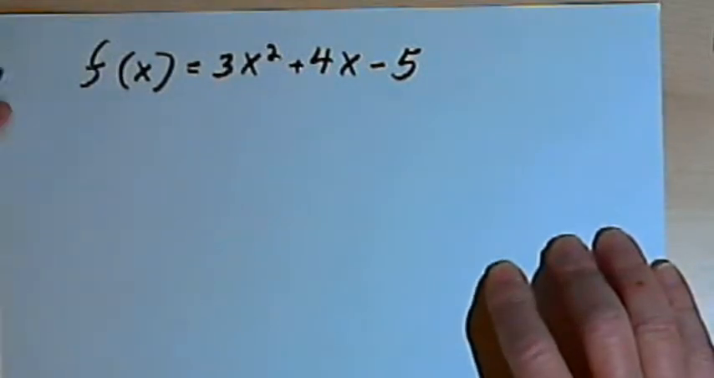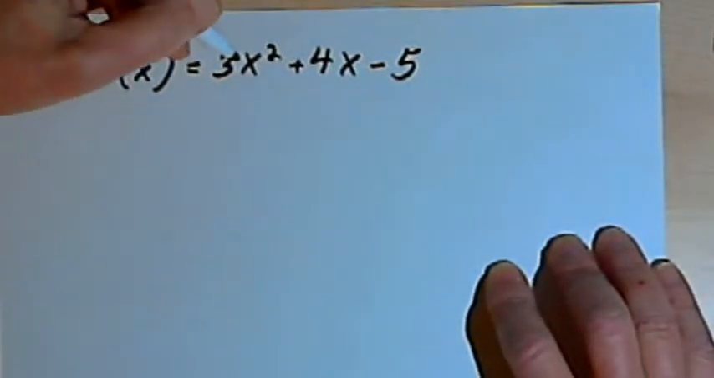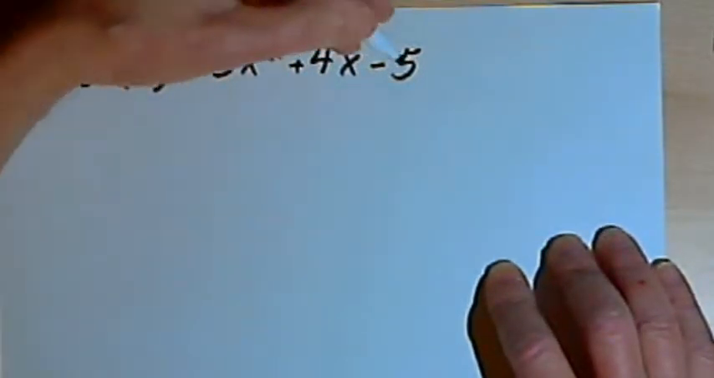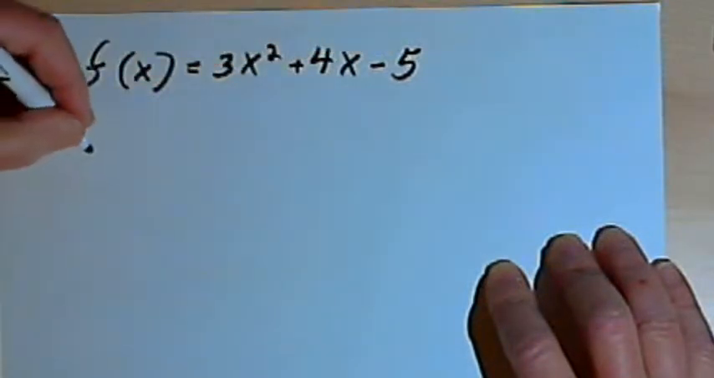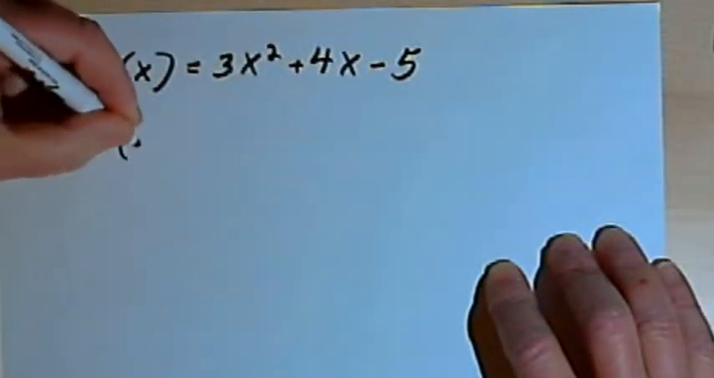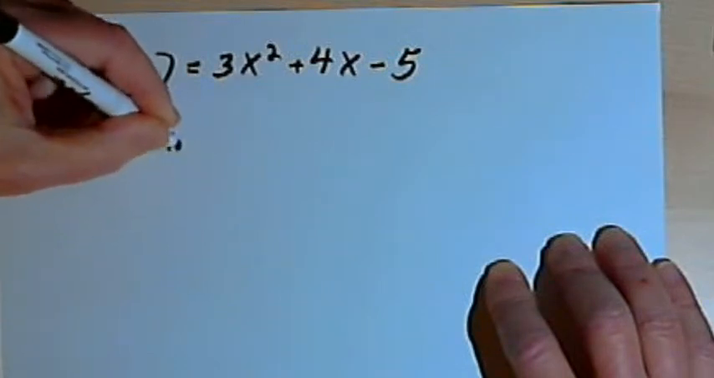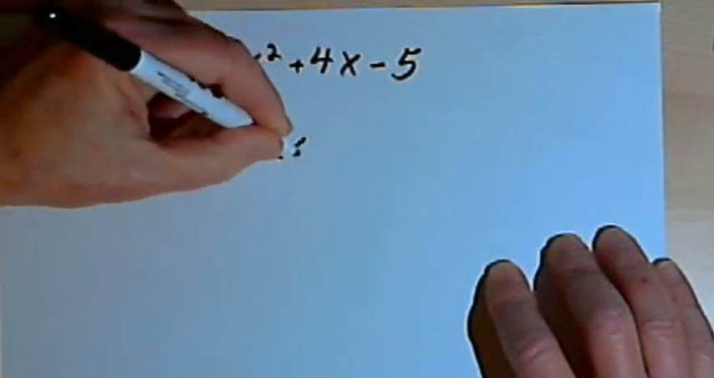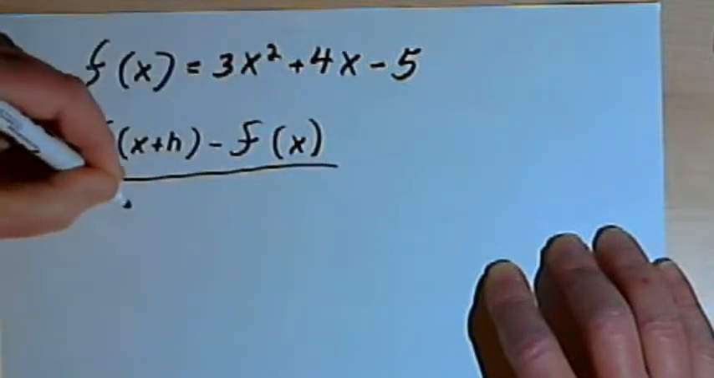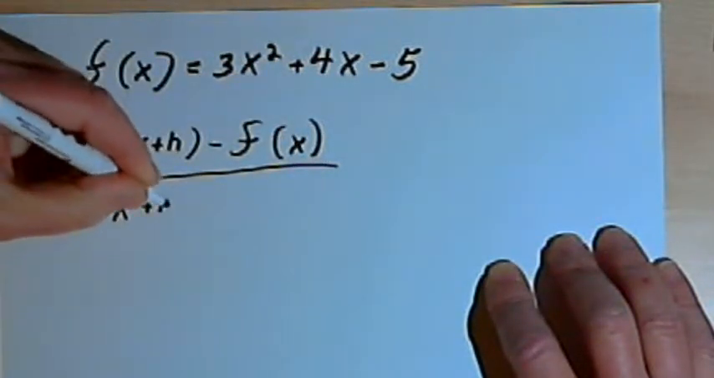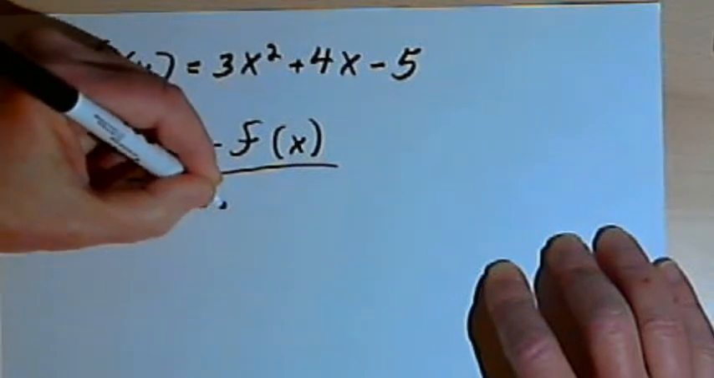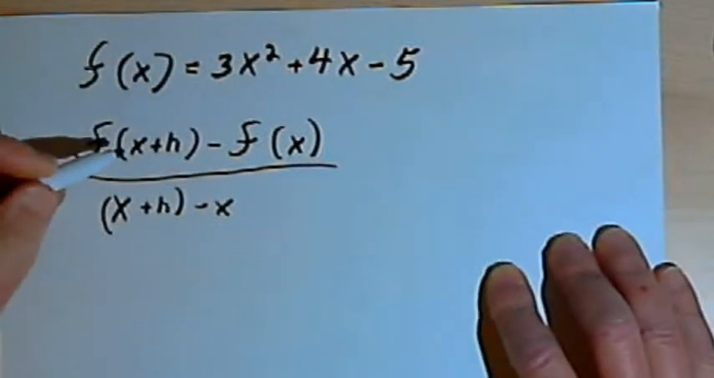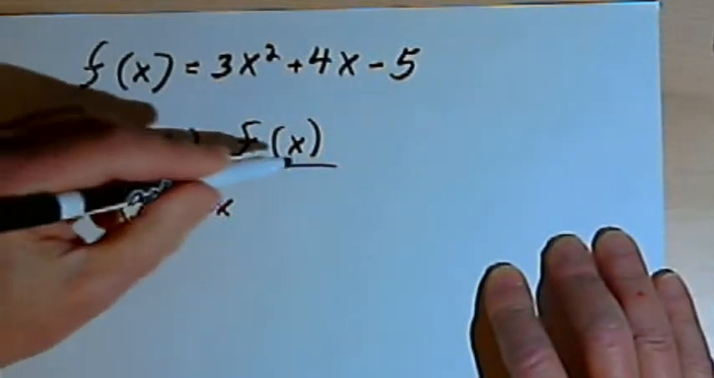So here's a function, f of x equals 3x squared plus 4x minus 5. Let's write the difference quotient: f of x plus h minus f of x, over x plus h minus x. And now we'll just plug in the values for x plus h and x.